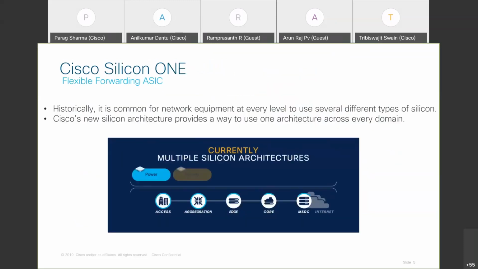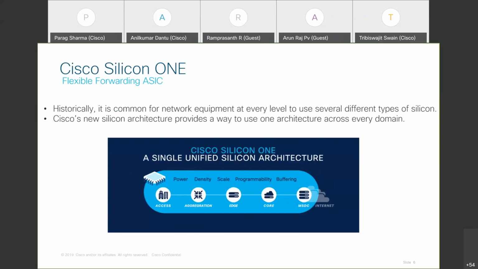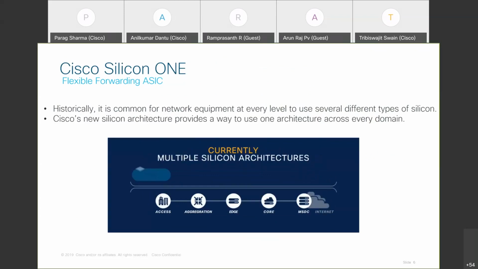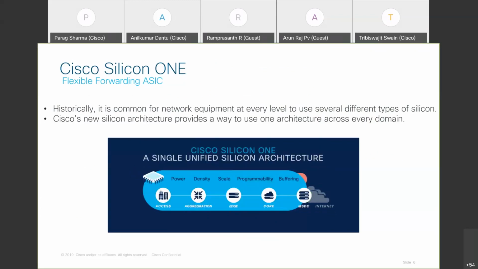Okay, so at the core of this product, the most important part is the Cisco Silicon One ASIC. The key highlight of the ASIC is that it is very flexible. Coming in the next 3-4 slides, we will be discussing the Cisco Silicon One ASIC, and we will understand what actually makes this chip so flexible.